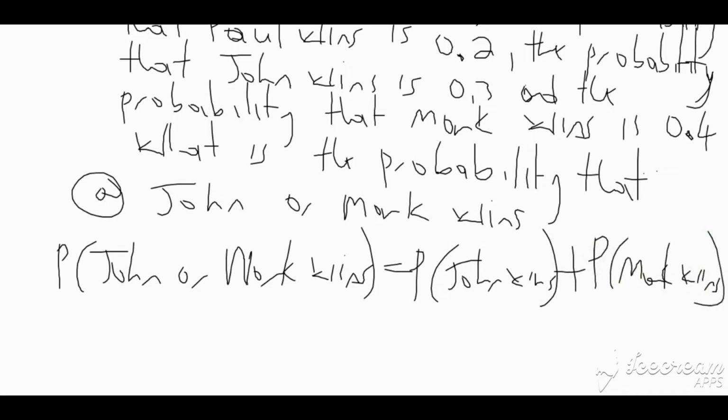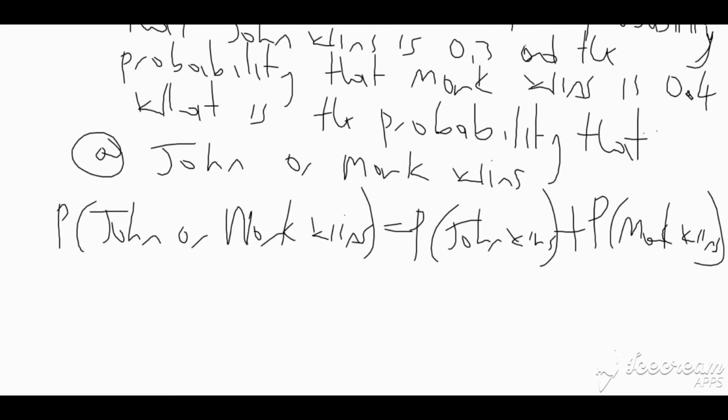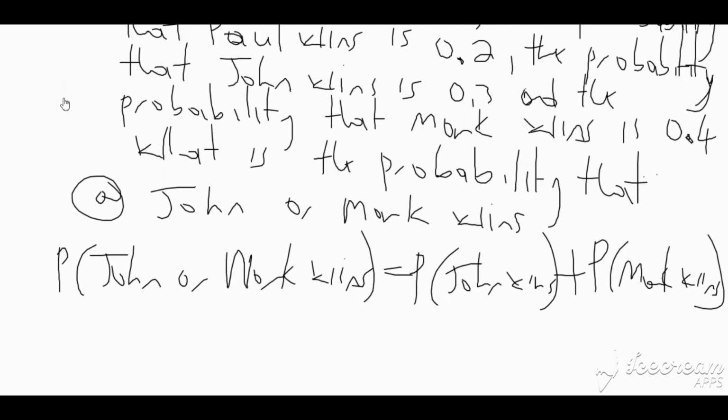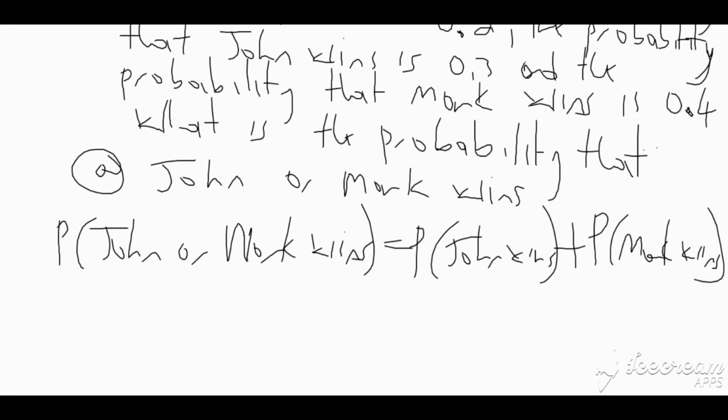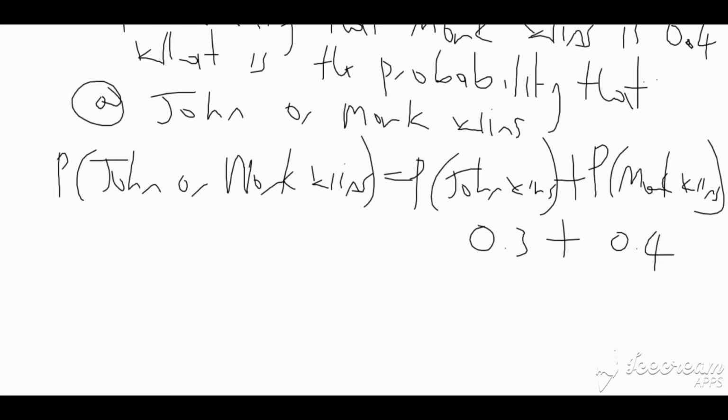All right. So before we can use the formula, we either have to be told by the question that they are mutually exclusive events, or if it's a real life question, we can read the question and use information to determine that these are mutually exclusive events. Now, the probability that John wins this race is 0.3. So I'm going to have 0.3 plus the probability that Mark wins, which is 0.4. So when I combine these two, I'm going to get 0.7. So this is the probability that John or Mark wins this race.